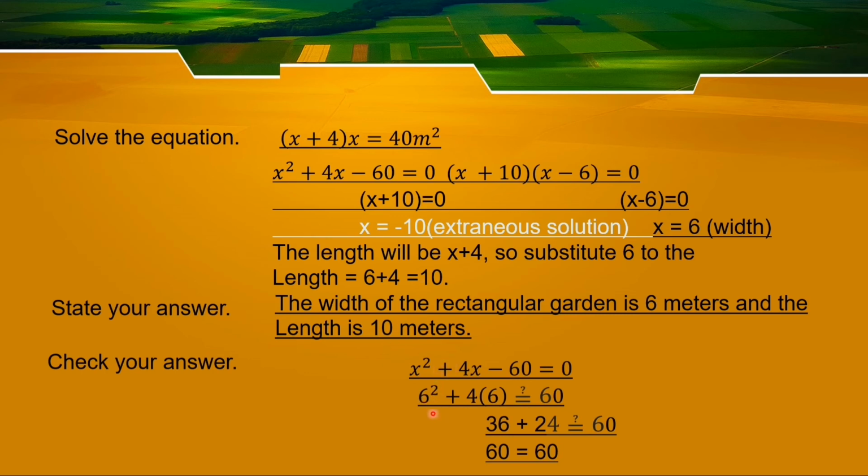We have x squared plus 4x minus 60 is equal to 0. Then substituting the value of x, we have 6 squared plus 4 times 6 is equal to 60. So squaring 6, you will get 36, and multiplying 4 by 6, you get 24. Adding 36 and 24 will result to 60. Therefore, your answer is correct.